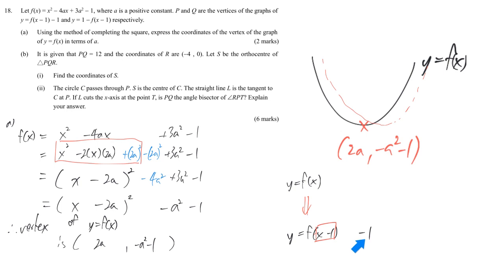Afterward, we have minus 1. So the whole curve, the height will decrease by 1. It shifts down by 1. So the final outcome may be like this, with the vertex here. To conclude, that means the vertex goes right by 1 and then goes down by 1. So from this vertex, going right will become 2a plus 1. And then going down will become minus a squared, minus 1, minus another 1. So minus 2 in total.